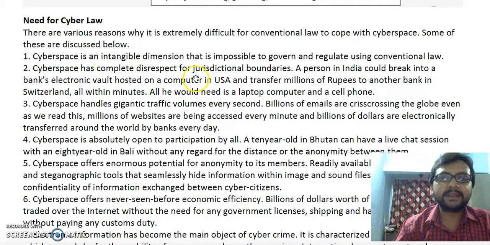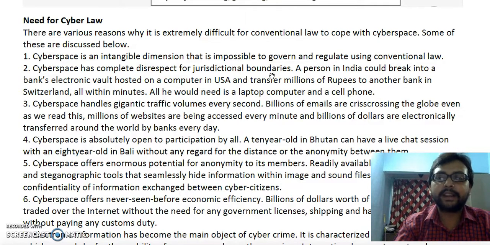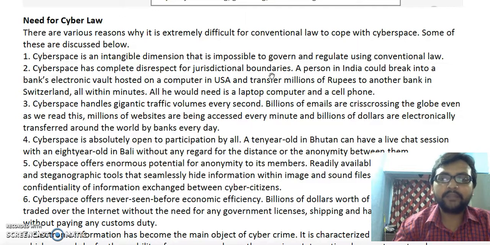Cyberspace has complete disrespect for jurisdictional boundaries. In today's time, people from India can contact other people anywhere. We always come across that ISI used to try to spread their ideologies in India and in many countries. We also came across a case where we found one Indian citizen from Bangalore who used to handle the Twitter account of ISIS. So how can we restrict it? Until we detect such crimes, it is impossible to detect them.